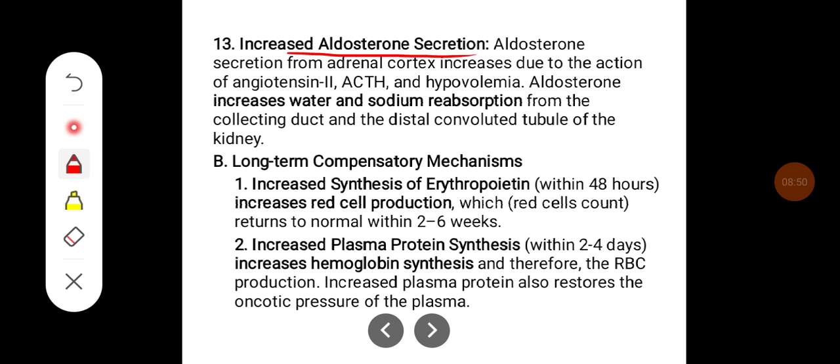There is also increased aldosterone secretion. Aldosterone secretion from the adrenal cortex increases due to the action of angiotensin 2, ACTH, and hypovolemia. Aldosterone increases water and sodium reabsorption from collecting duct and the distal convoluted tubule of the kidney. So these are the short-term mechanisms.